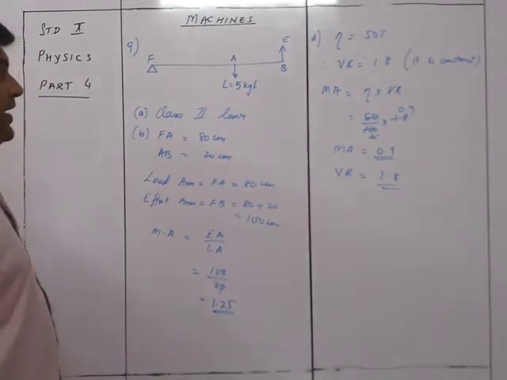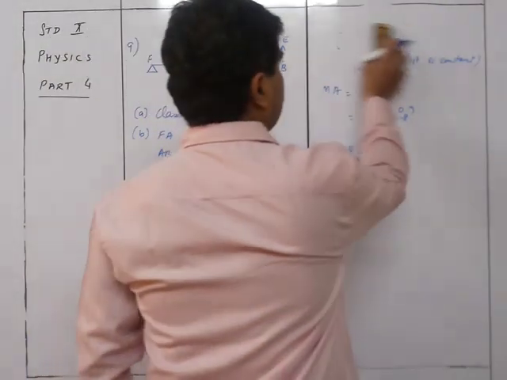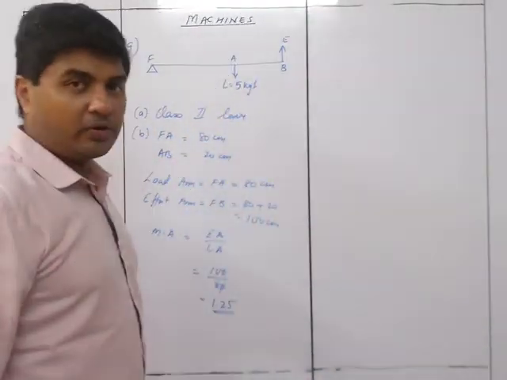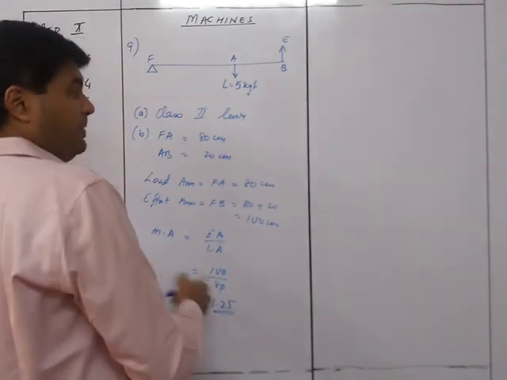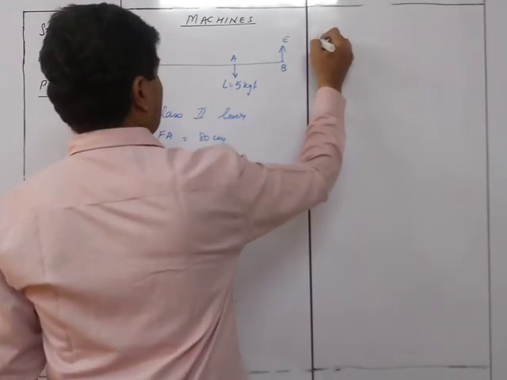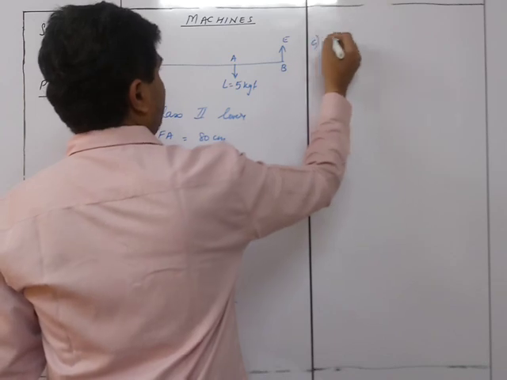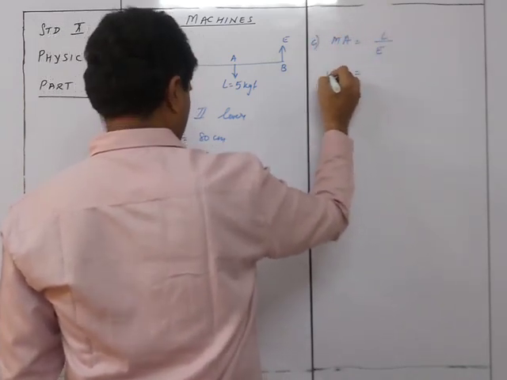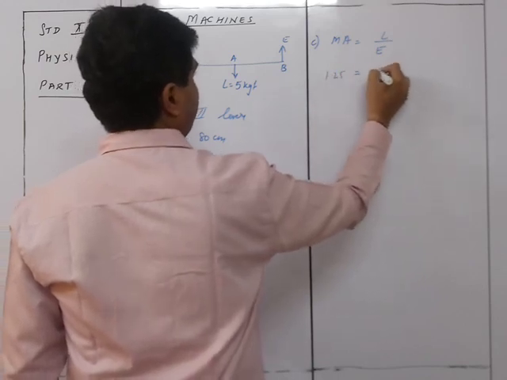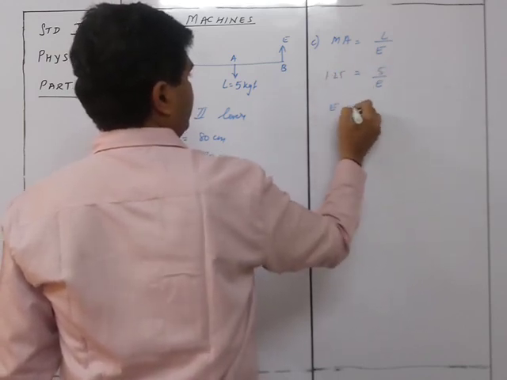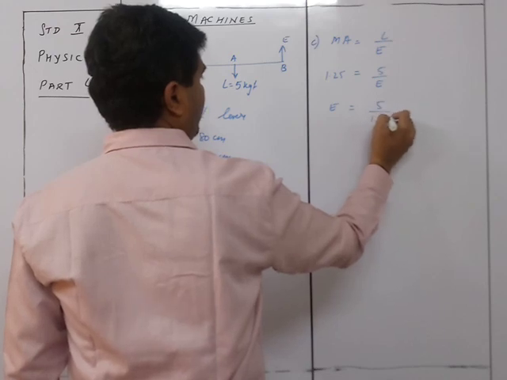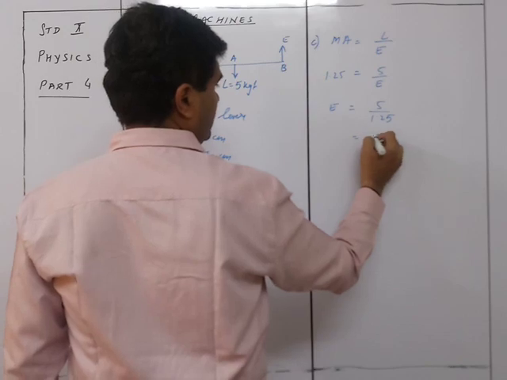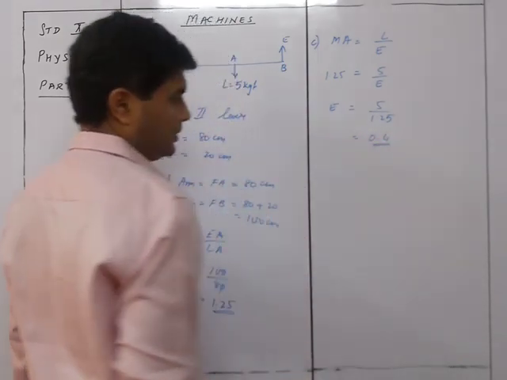C part is you need to find out the effort. So we can use two formulas. Load into load arm is equal to effort into effort arm, or we can directly use the MA formula. We'll use MA, it will be easier. So MA is equal to load upon effort. So 1.25 is equal to load, 5, upon effort. So effort is equal to 5 upon 1.25. That will be equal to 1 upon 25. That is 0.4 is the effort.